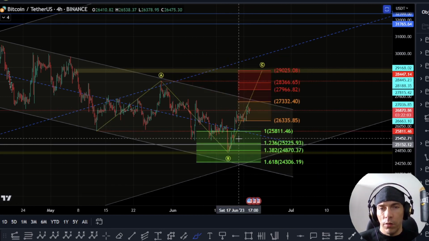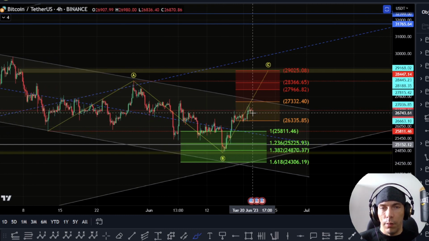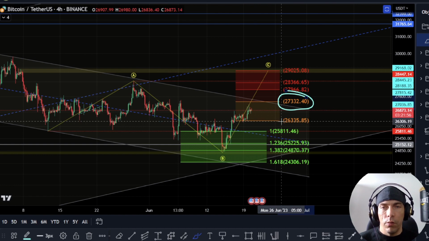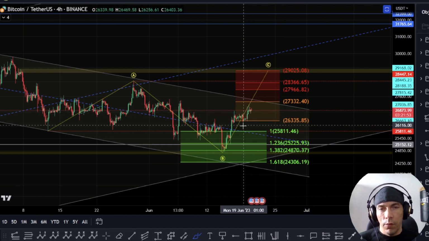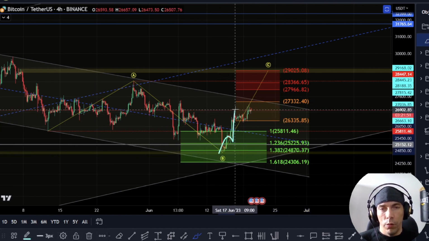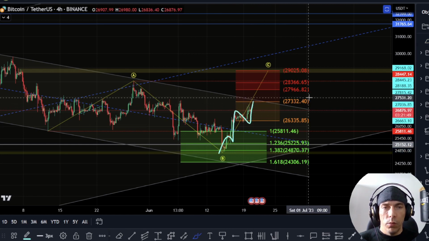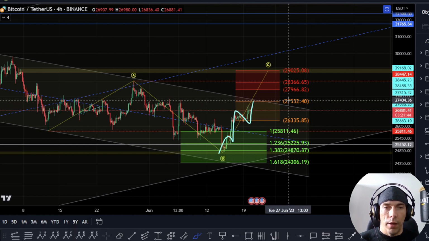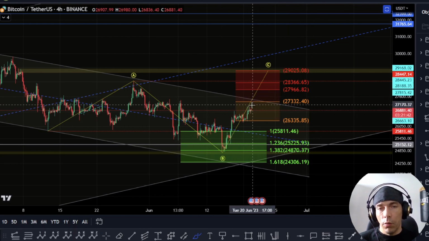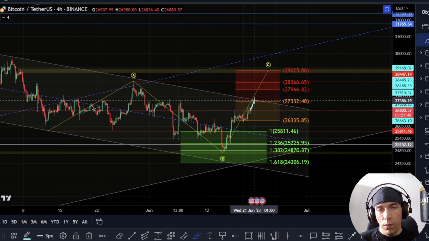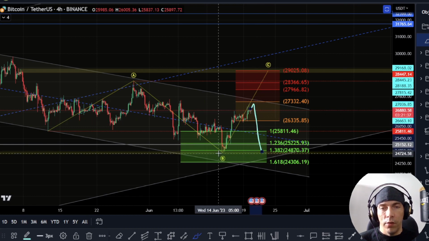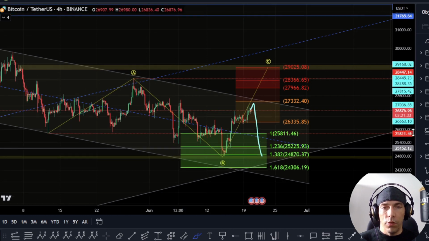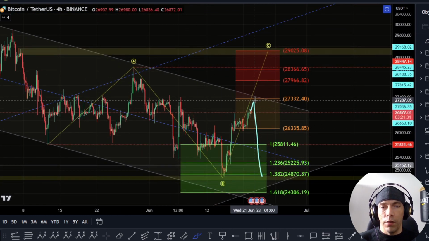Now, as we discussed previously, what we do have here is a couple of zones. Now, this one is also particularly interesting to me, this 27,332, because if this is 1, 2, 3, 4, and 5, this could mean that we actually see this C wave truncate here, and we actually get a running flat at this 27,332. So we're going to have to keep an eye on this. If we just see another move up here, and this actually breaks down and takes this low, this would become my next best interpretation, that we could have actually completed this here.